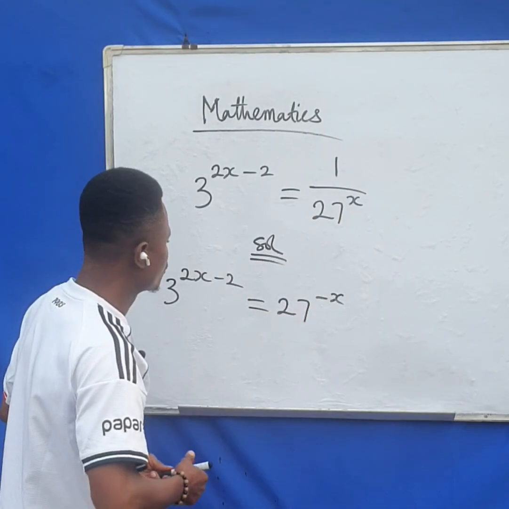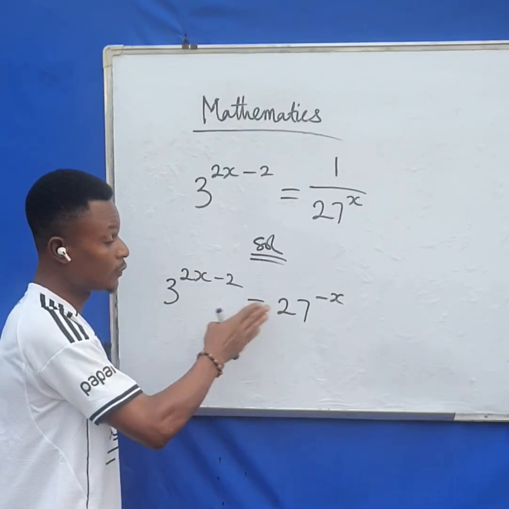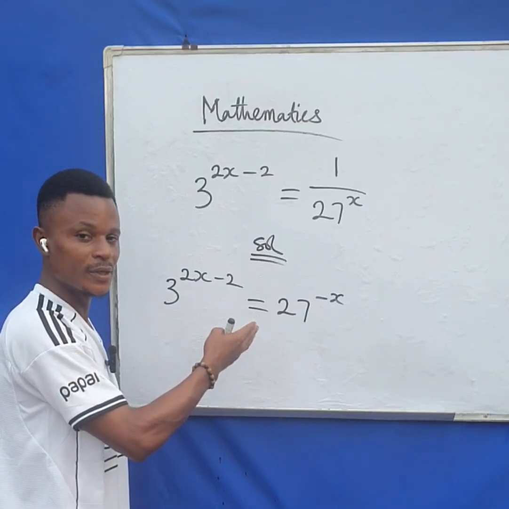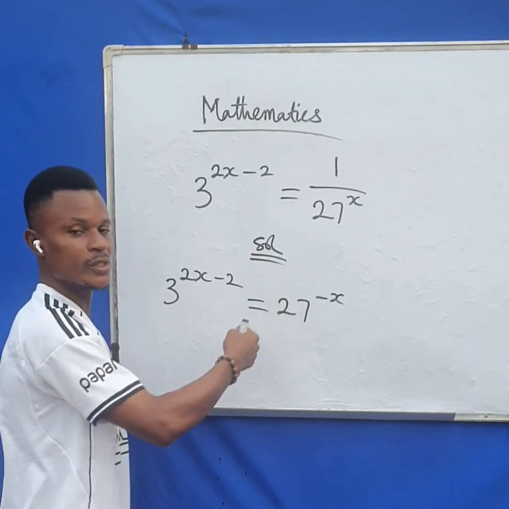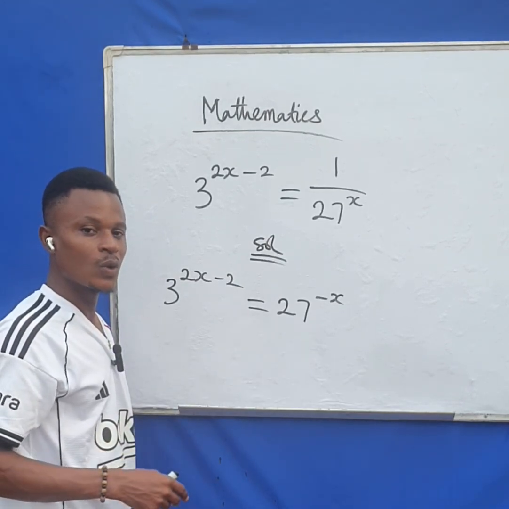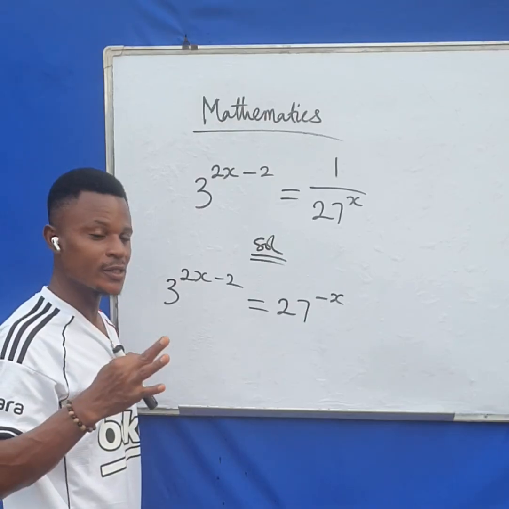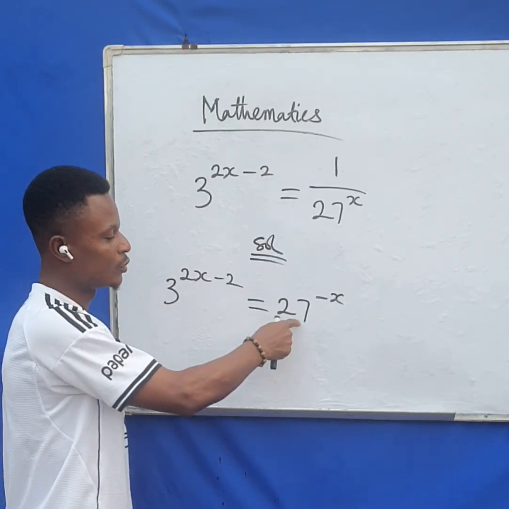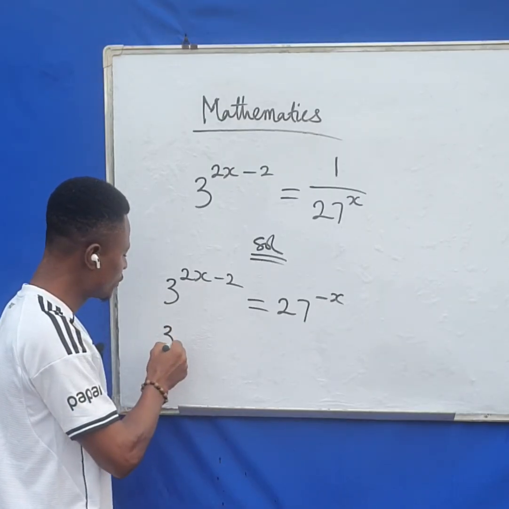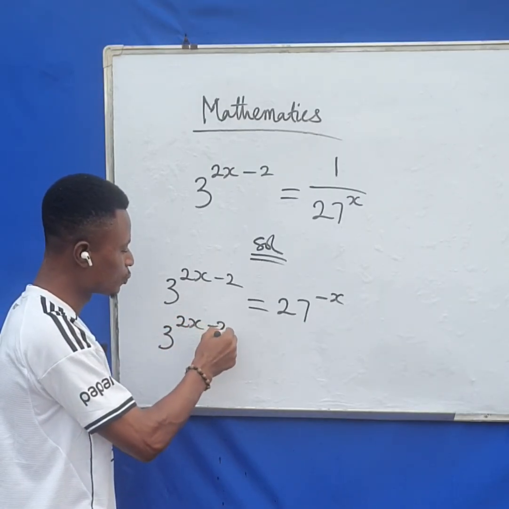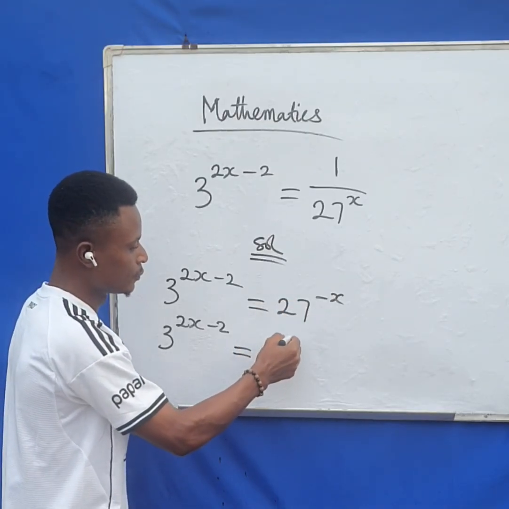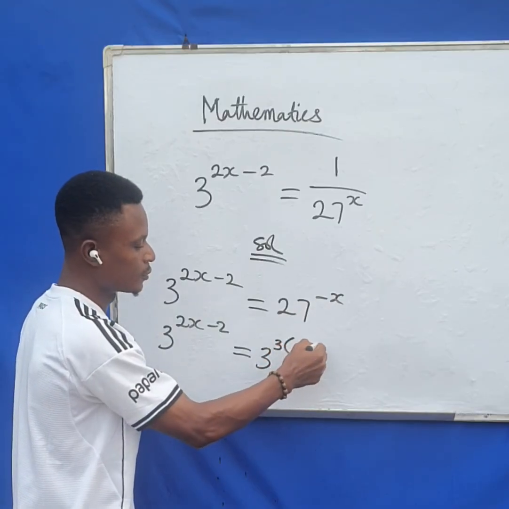You understand? So after we have done this, if you look at the two sides of the equation, you can see that both sides do not have the same base. So we are going to adjust this 27 again. 27 can be written as 3 raised to the power of 3. Why? Because 3 times 3 times 3, into 3 places, will give us 27. So in place of this 27, we are going to write 3 raised to the power of 3. We're going to have 3 raised to the power of 2x minus 2, then equal to, in place of this, write 3 raised to the power of 3, then raised to the power of this negative x.